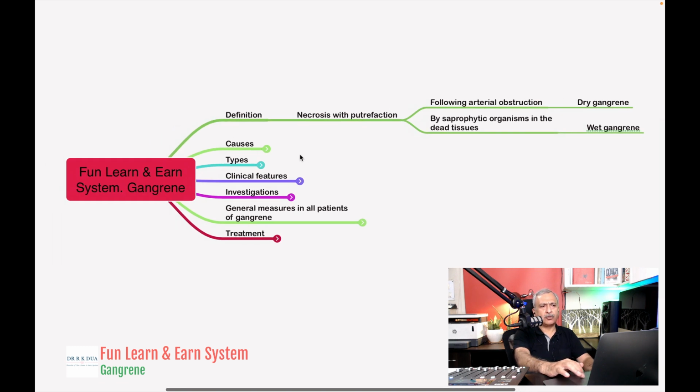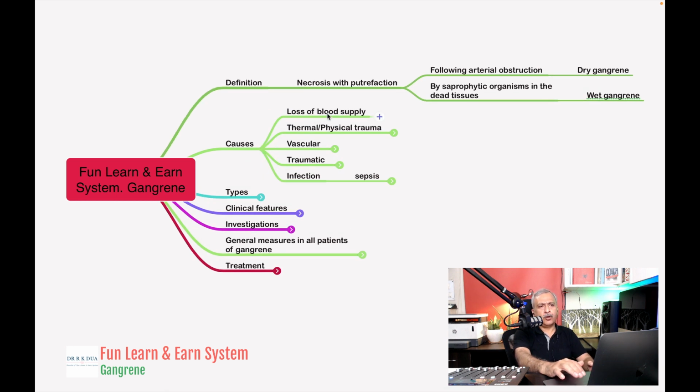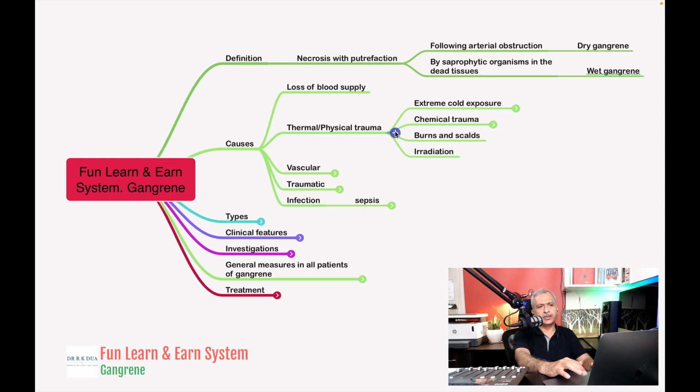So what are the various causes of gangrene? Whatever the cause may be, ultimately it leads to a decrease or complete obstruction of the blood supply. So loss of blood supply is the main cause of gangrene, and that loss may be because of any reason. That may be thermal or physical trauma to the limb, or extreme cold exposure that causes vasospasm, and if this vasospasm remains for a longer duration, it can lead to gangrene.